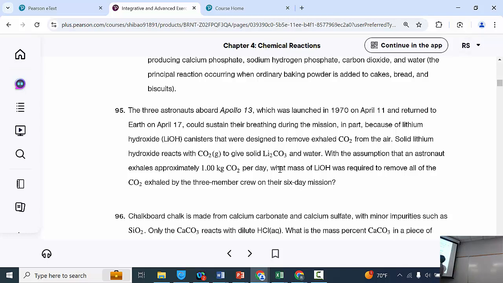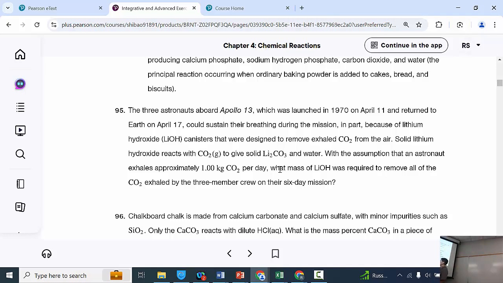Three astronauts aboard Apollo 13, which was launched in 1970, April 11th, and returned to Earth on April 17th, could sustain their breathing during the mission, in part because of lithium hydroxide canisters that were designed to remove exhaled CO2 from the air. CO2 can be toxic at high levels. If they didn't remove the CO2, their blood pH would get too low, and they'd suffer the consequences of that.